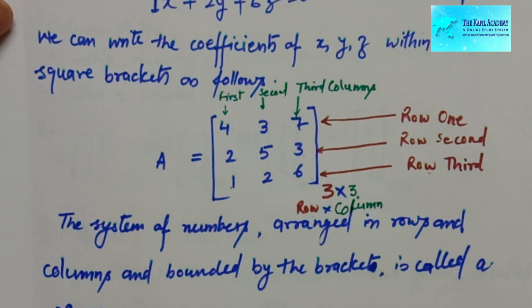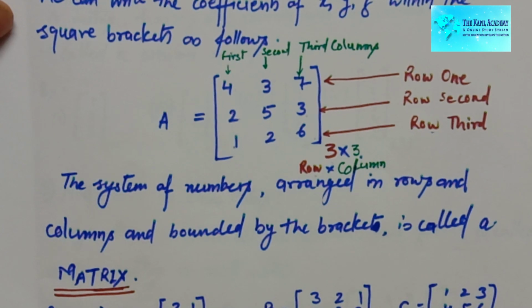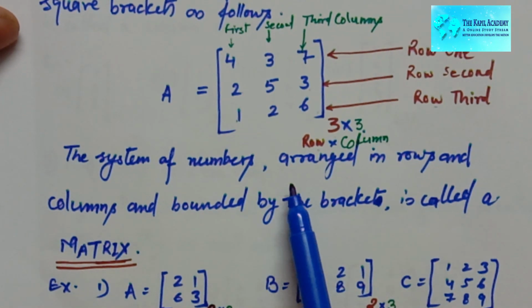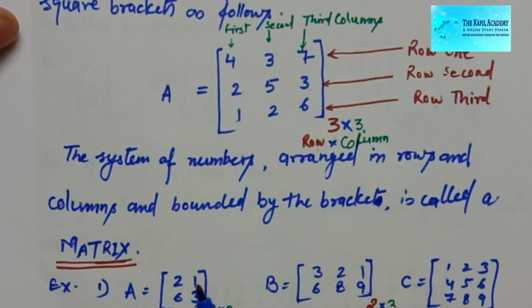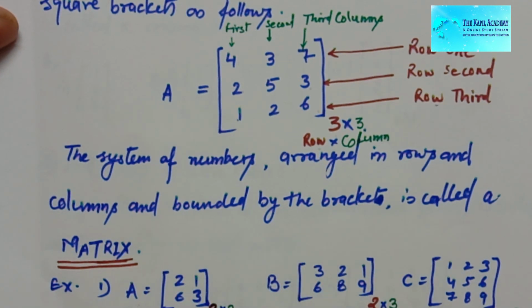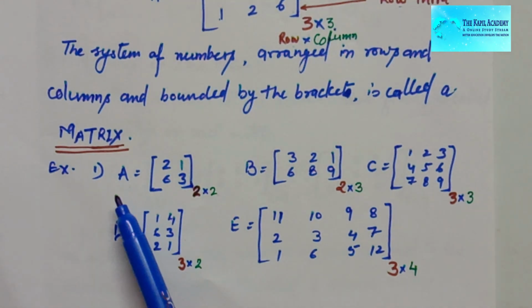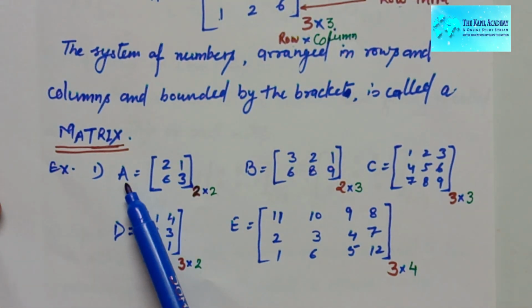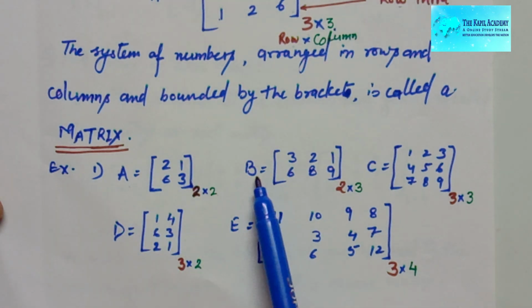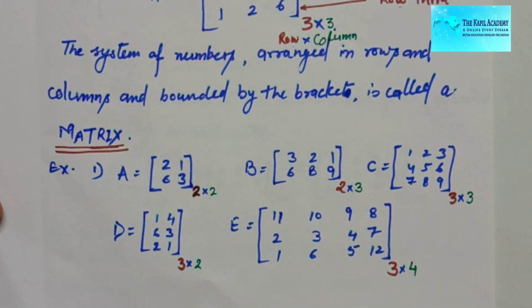So now we have a simple definition of a matrix: a system of numbers which are arranged in rows and columns and bounded by a bracket is called a matrix. There are a few examples of a matrix. A is a matrix, capital B is also a matrix, and capital C is also a matrix. D and E are also matrices.